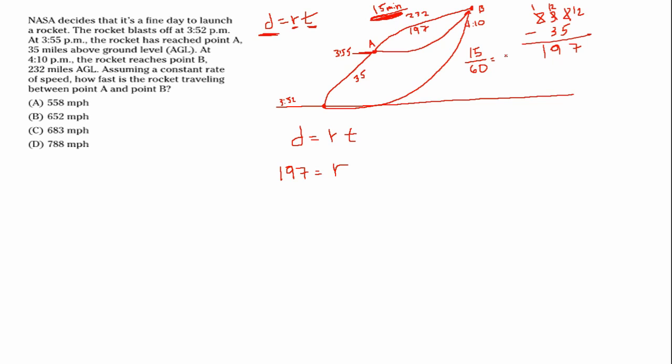15 times 4 gets you 60, so you know this is going to be a quarter of an hour, or 1/4. So we know in terms of hours, we're working with 1/4 of an hour. Okay? To get rid of this 4, or 1/4, we multiply by 4. What we do to one side, we do to the other. This crosses out. We're left with R equals 197 times 4. Let's go ahead and work that out.